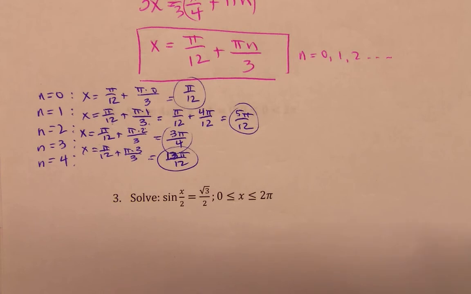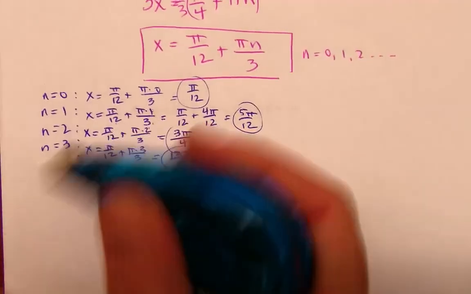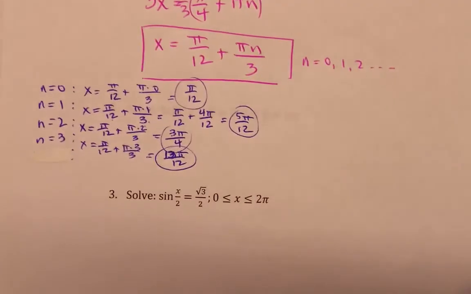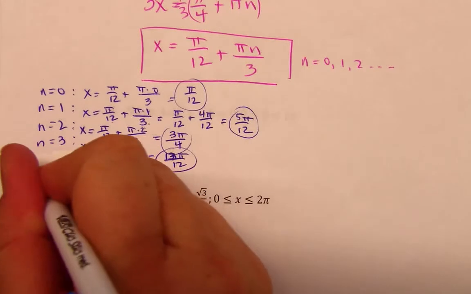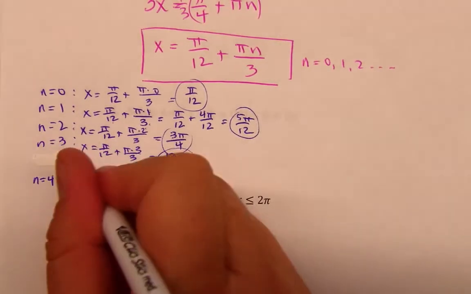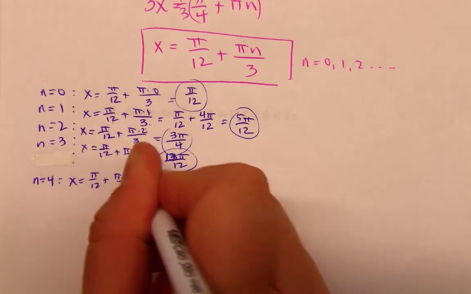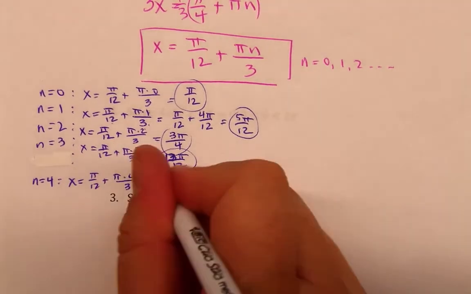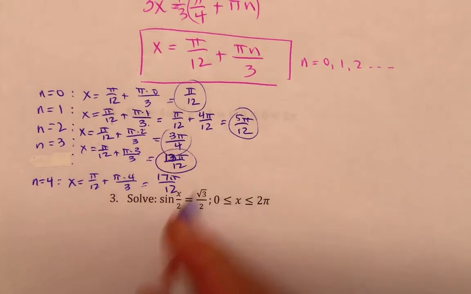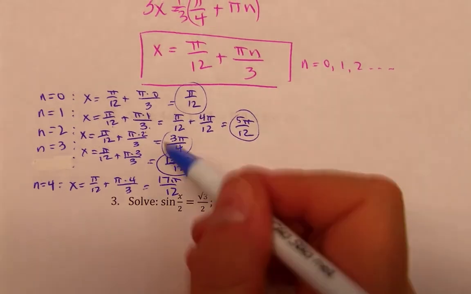Okay, I'm kind of running out of room here. I'm going to move this down a little bit. Okay, so we have x is equal to pi over 12 plus pi times 4 over 3, and simplifying that, I get 17 pi over 12. This is still less than 2 pi, so we haven't reached our last answer yet.